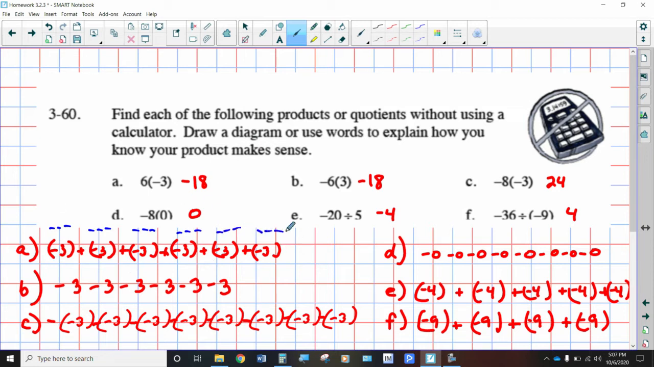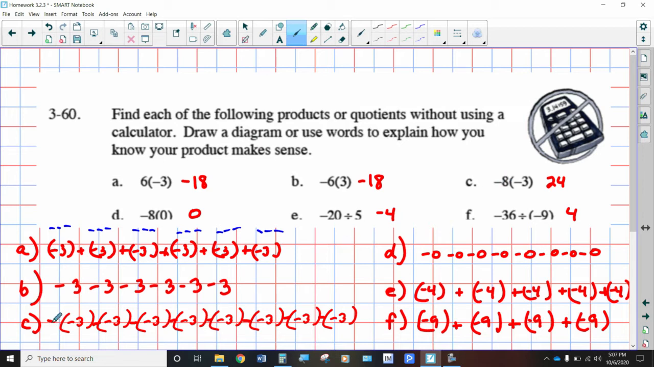So the more times you see this expanded out, the easier it is to remember the rules. When you're multiplying 2 numbers with different signs, you're always going to get a negative answer. And when you multiply 2 numbers with the same sign, you're always going to get a positive answer. And this model here, while that looks really confusing, this is repeated subtraction because of the minus sign being in front of the 8.